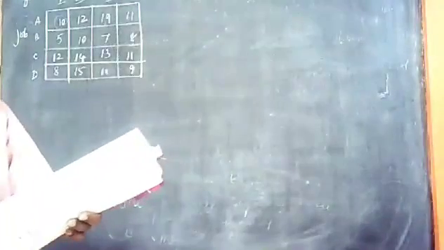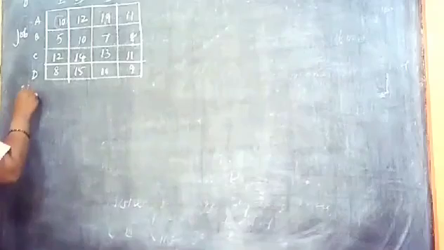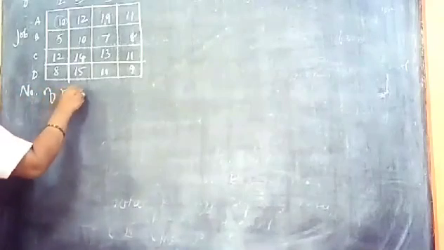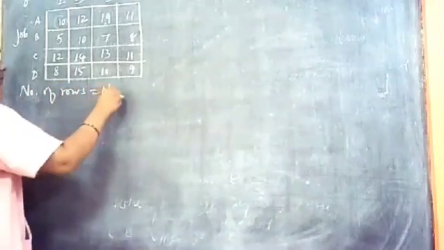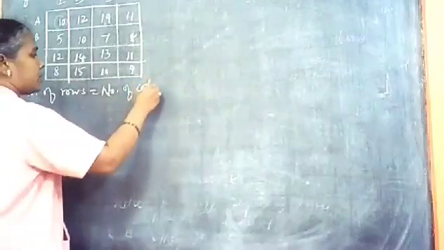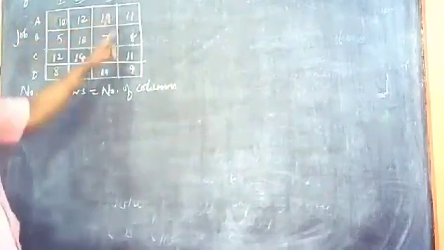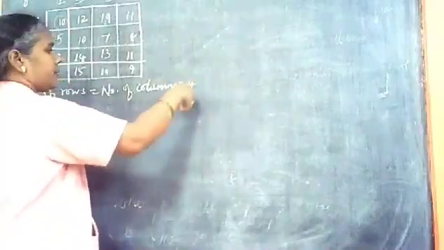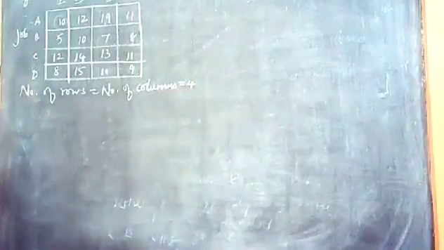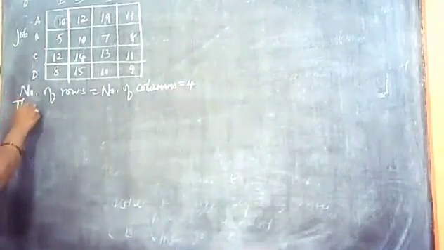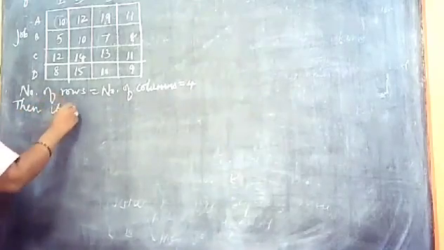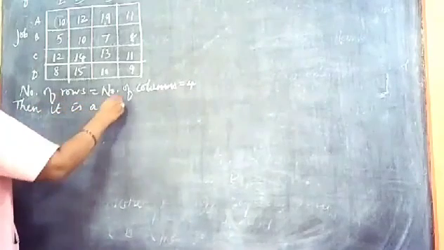Okay, so now we are going to continue the problem by giving the initial steps. What are the initial steps? Number of rows is equal to number of columns. Okay, 4 jobs, 4 machines, that is equal to 4. Number of rows equal to number of columns. Now then, it is a balanced assignment problem.